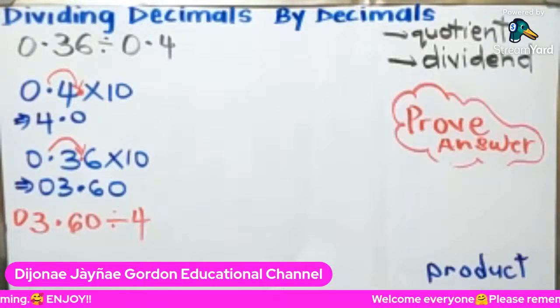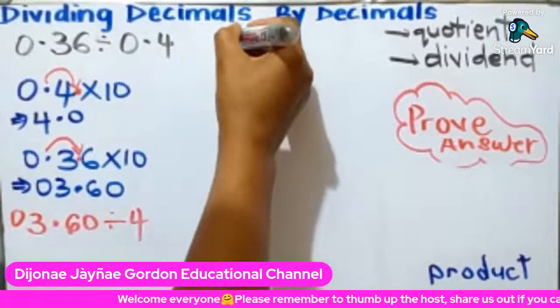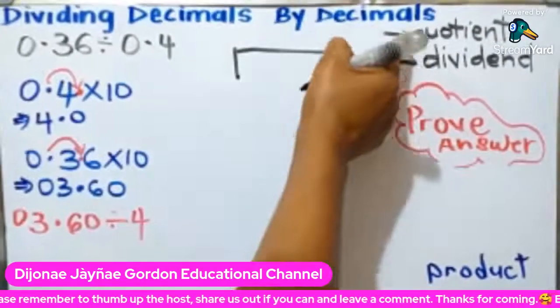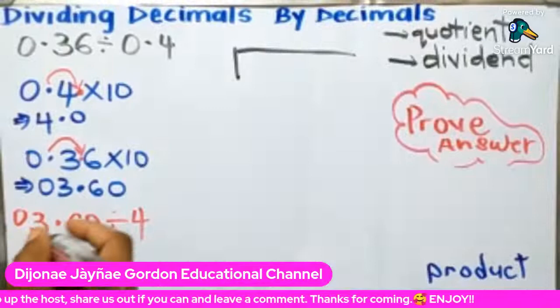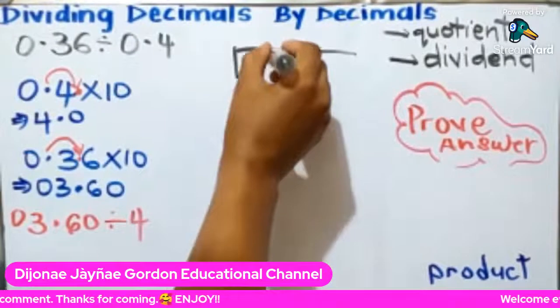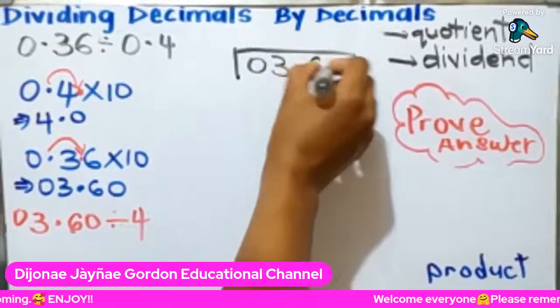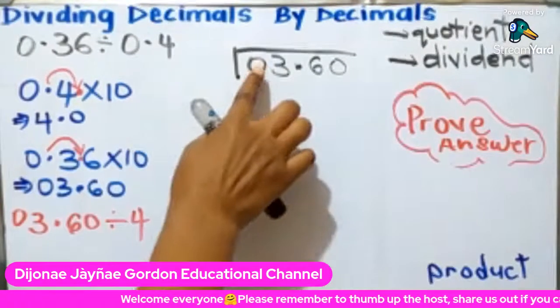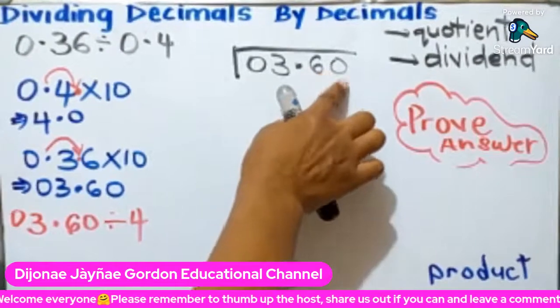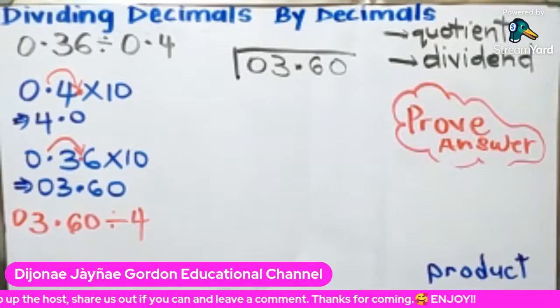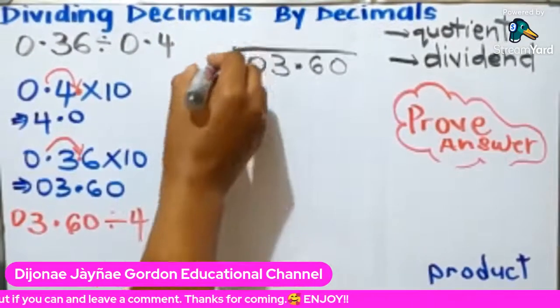All right, so the first thing you are to do is to set your problem out. Let's go right ahead and set this problem out. Remember now, we are solving to find our quotient, and your quotient is your answer. So we have 0.360, which is the same thing as 0.360. All right, let's put in our divisor, which is 4.